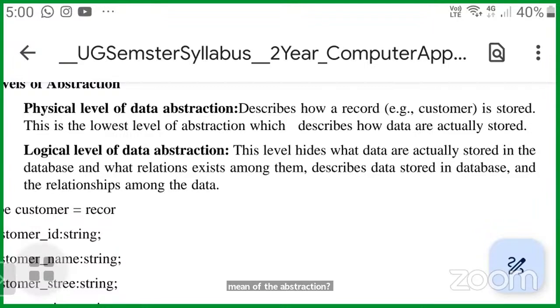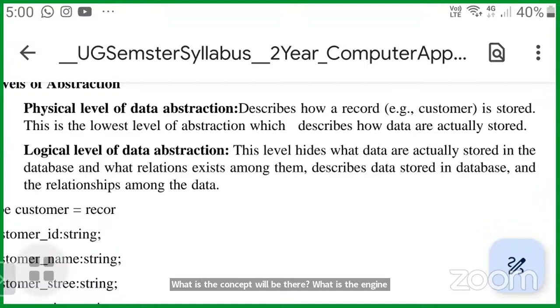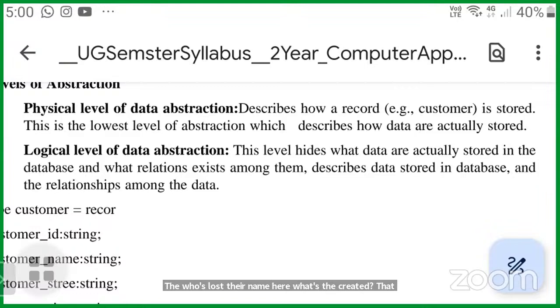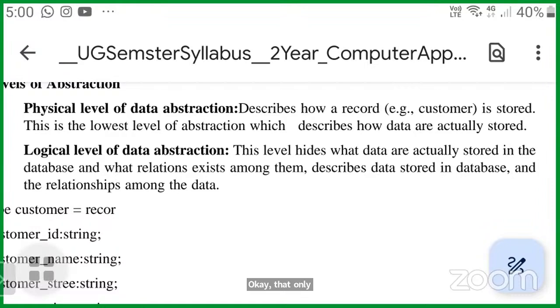For example, we ride a bike. We know how to ride it, but internally we can't know the concept, the engineering, how the machine works. Only the person who created it knows. Like that, here also we just know the front page of the application. But internally, what software they used, what database, what data model they used, we don't know. That is called the data abstraction level.